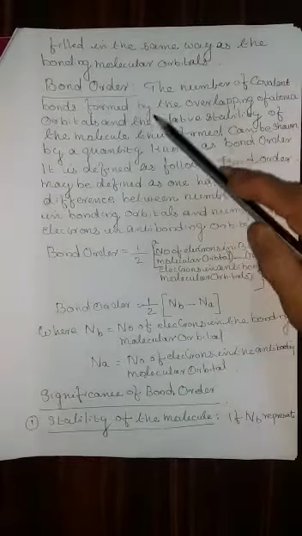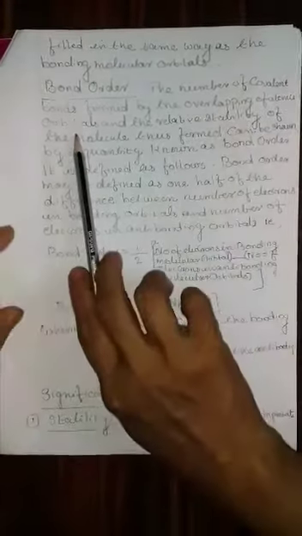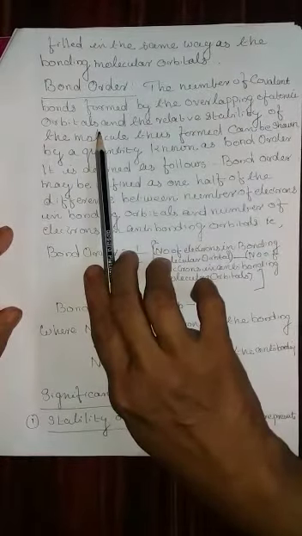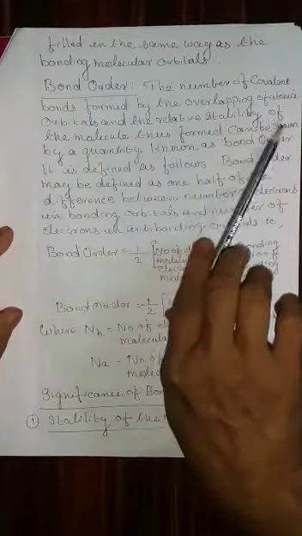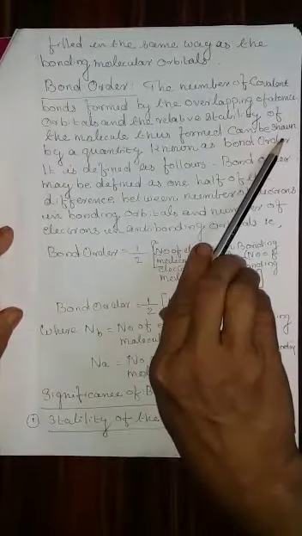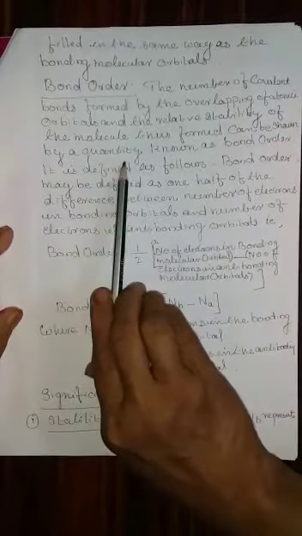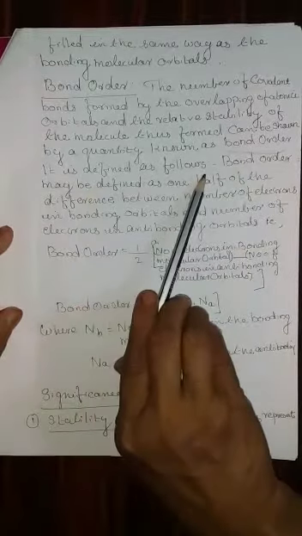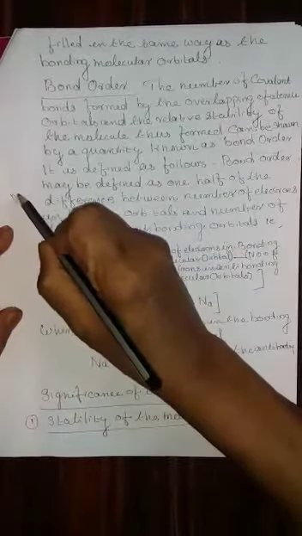Bond order. The number of covalent bonds formed by the overlapping of atomic orbitals and the relative stability of the molecule thus formed can be shown by the quantity known as bond order. It is defined as bond order.